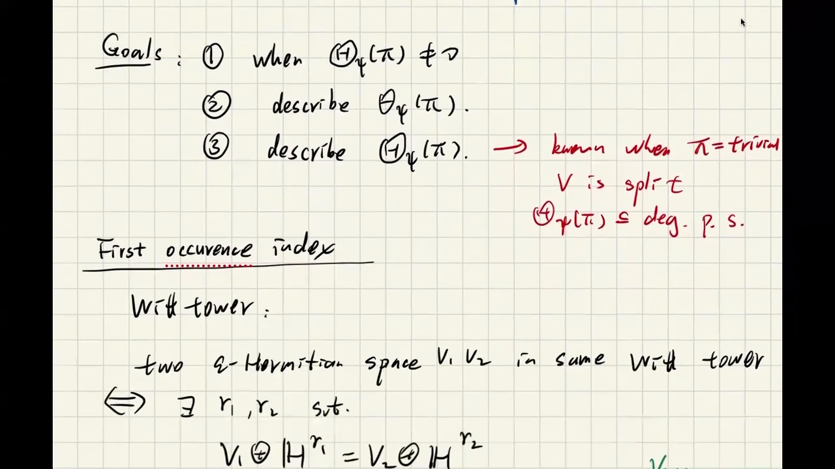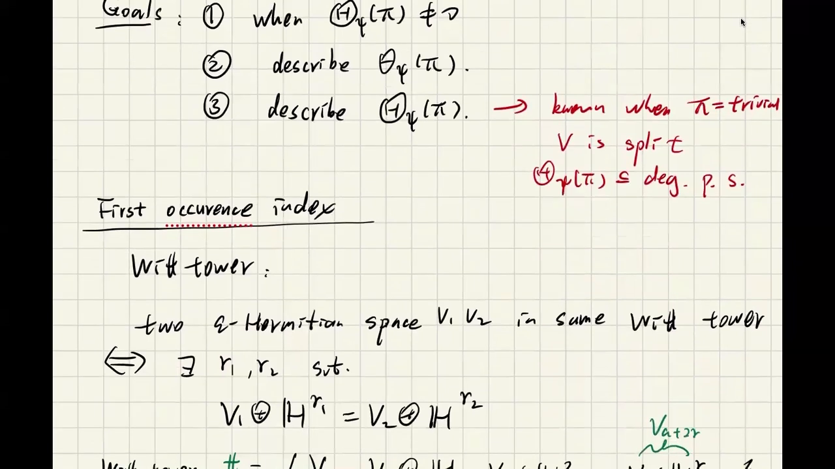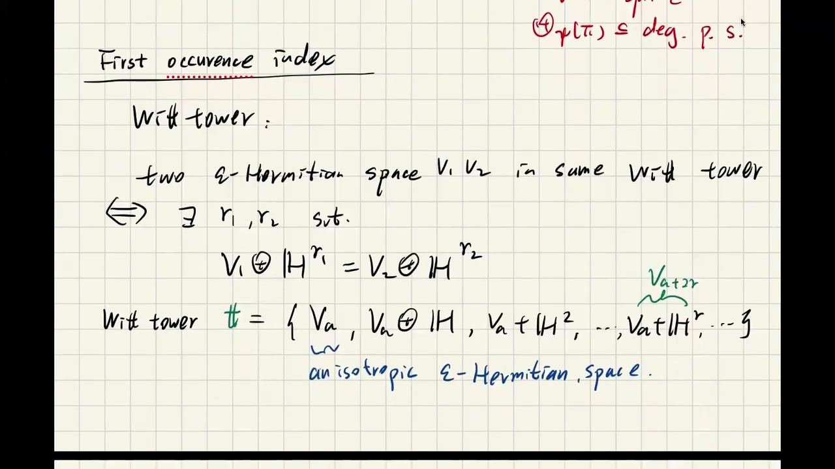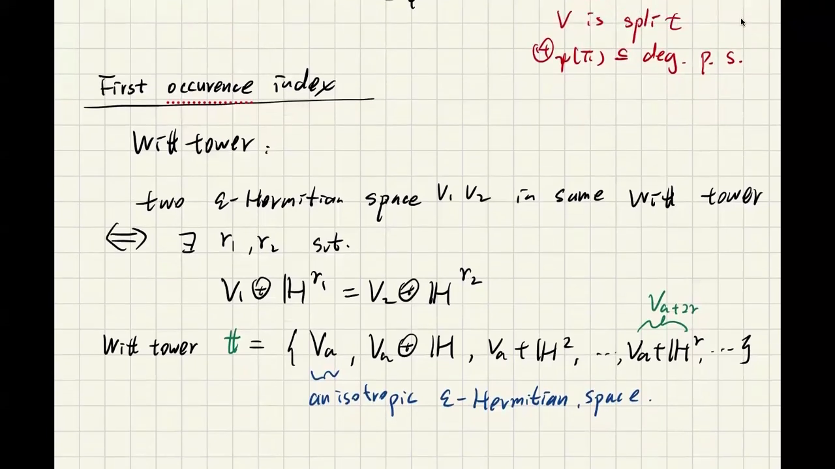Right. So I would like to say that for the first question, there's a very important phenomenon called the first occurrence index, the conservation relation. I would like to explain what the first occurrence index is. We should consider a Witt tower. What is a Witt tower? If you have quadratic spaces V1 and V2, we say they are in the same Witt tower if you can add some hyperbolic spaces to V1 and V2 so that these two spaces are isometric to each other.